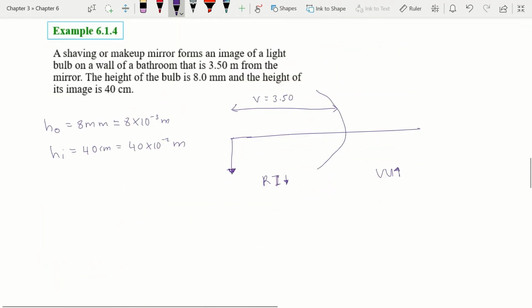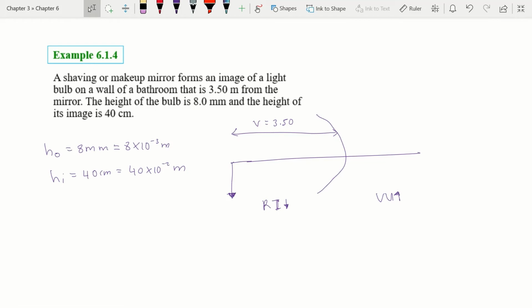Okay, the first question asks us to sketch and label a ray diagram to show the formation of the bulb image. We know this is a concave mirror. Sorry, I didn't copy the question. Sketch and label a ray diagram. You can look at this in your notes.